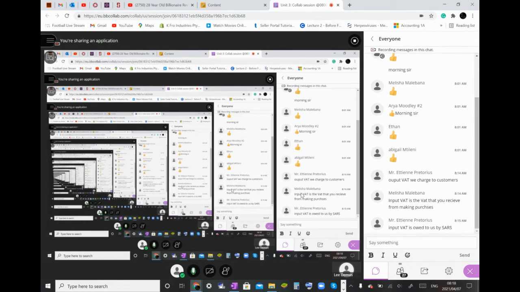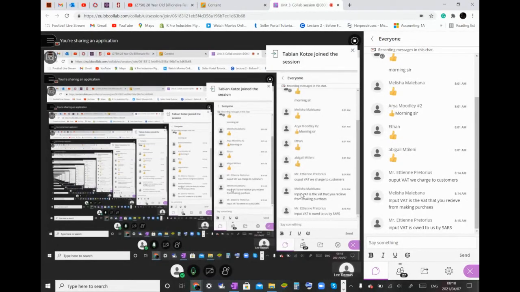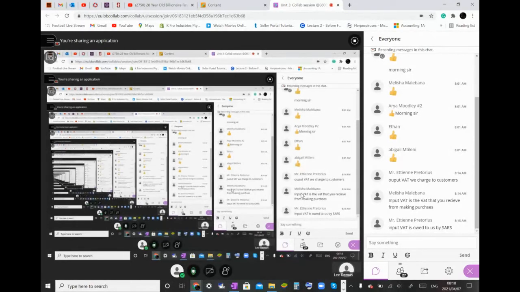Then output VAT, as was highlighted, it is what we charge. So now we have bought our stock, we bought our chips, we're now selling it at the canteen to our customers, or to our clients. We are also going to charge VAT as a result of being a VAT vendor. That which we charge is what we call output VAT. Output VAT is what our customers pay us.